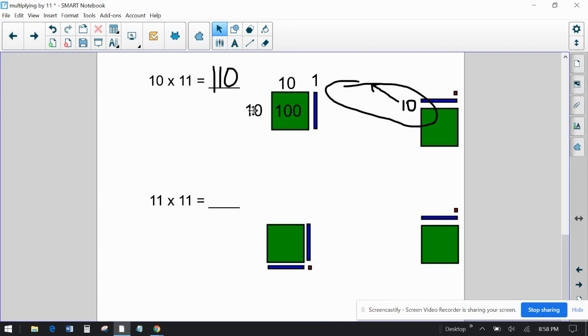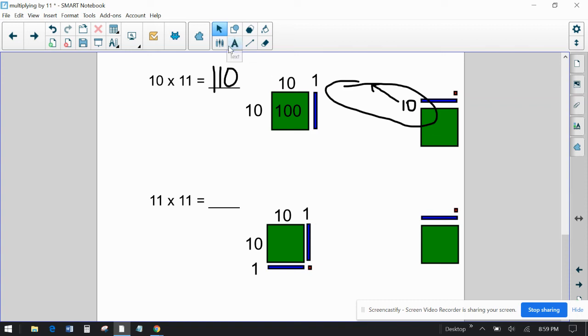Okay, so now what we have is 10 rows, and then another row, so 11 going down the side, and then we have 10 columns, and then an extra column for that 11th one going this way. So you can see it's 11 times 11. 11 times, right?